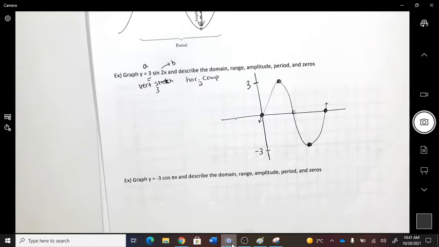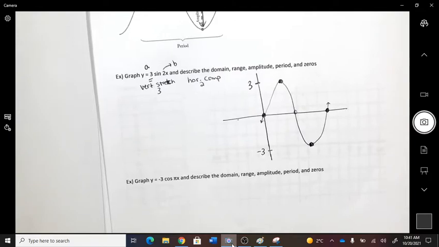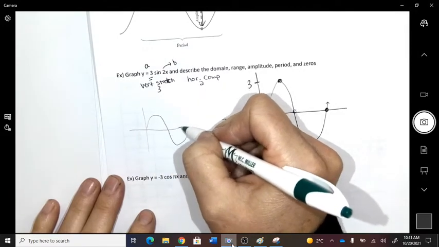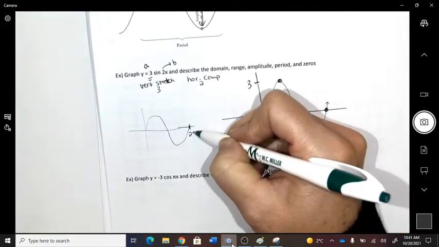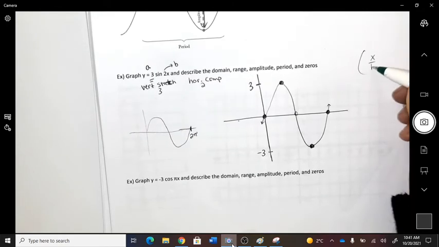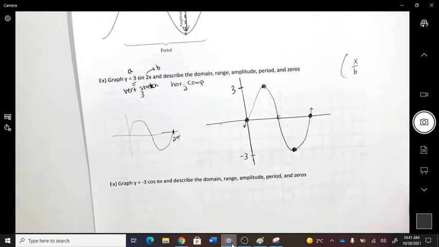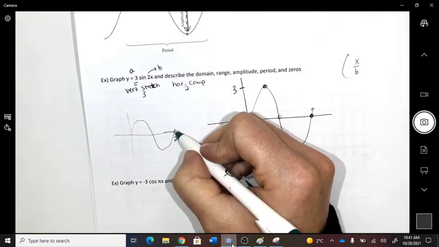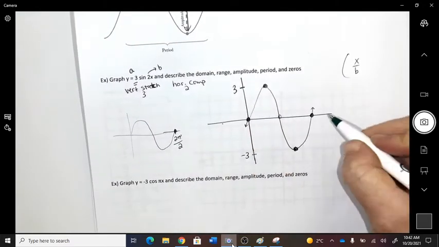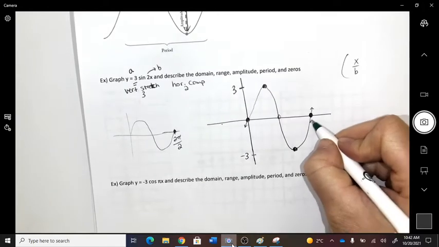Okay, now a horizontal compression. So can you visualize? Here's how long it took, and I'm compressing that in. So if your graph normally took 2 pi for you to go through a cycle, what does a b value usually do physically or in your coordinate? You usually do an x divided by b. So think about this x coordinate was at 2 pi. Now that x coordinate will be at 1 pi.